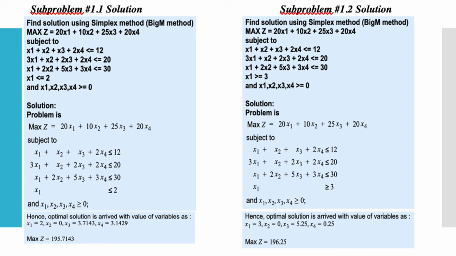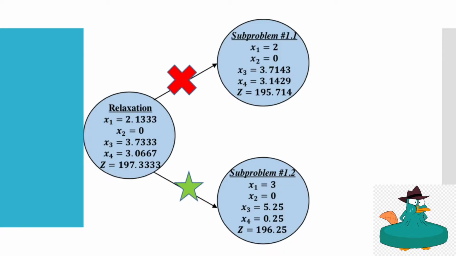However, we found that when x1 was equal to 3, z had a larger value, so we decided to continue on with that path. In this situation, this worked out, but if we were to find no feasible integer solutions farther down this path, we would have to go back to subproblem 1.1 and branch from there. This is just a visual representation of what we just did, where we moved from the relaxation to solve problem 1.2, and from there we continue with iteration number 2.